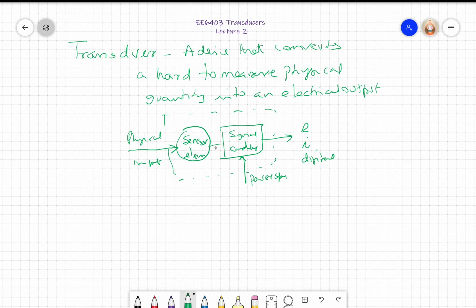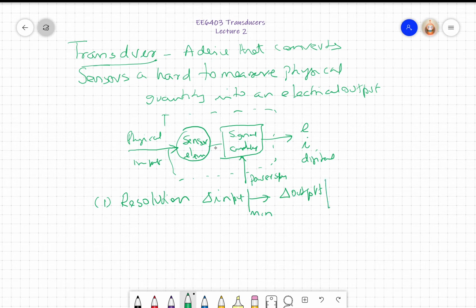So transducers are also synonymously used as sensors. Right? Whether we call it a transducer or a sensor, we mean the same. And what are the important characteristics that we learned in the last class? One is resolution. Resolution is the smallest quantity, right? Delta input that can give a measurable delta output. This is the minimum delta input that gives a measurable delta output.